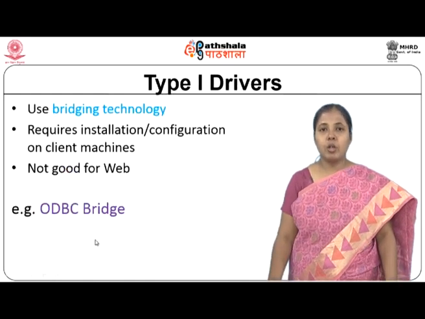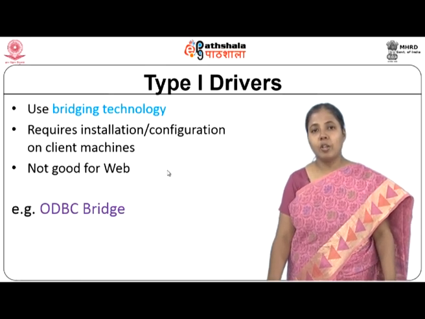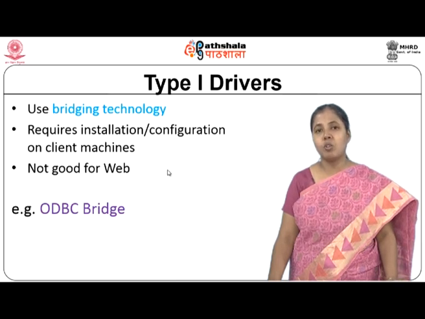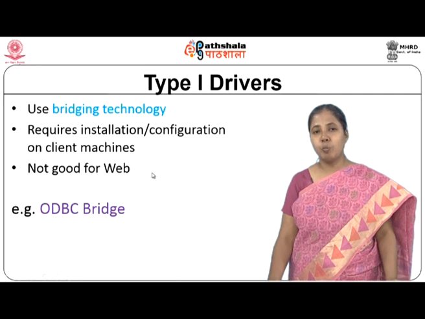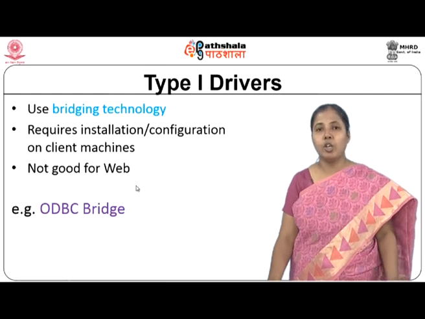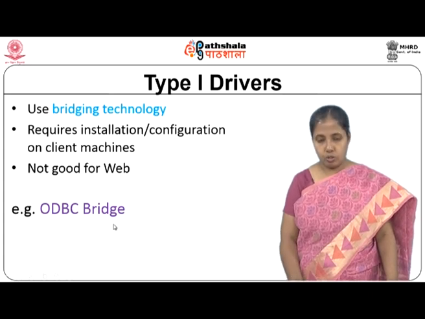Now, in detail, type 1 actually uses a bridging technology, and it requires installation or configuration on the client machines. Nowadays this is not very good for the web, and it is a very old methodology. It is just for experimental purposes. We do not use type 1 drivers nowadays. When you make use of type 1 drivers, the ODBC driver should be available in the client machine, and we need to create a data source name, using which you can connect to the database. An example of a type 1 driver is the ODBC bridge.